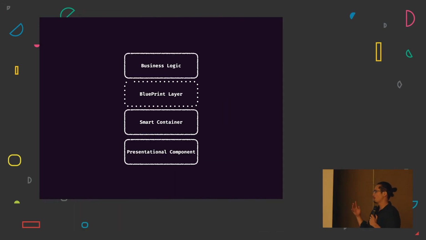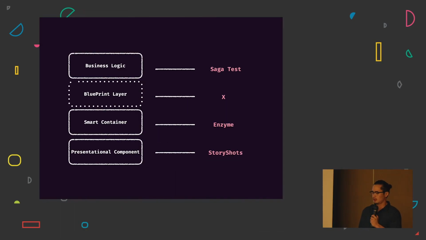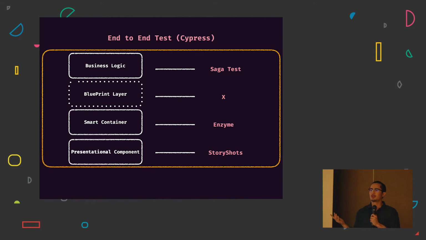So as I mentioned, we have 4 different layers. And for each layer, we handle our testing strategies using different tools, from Saga test to story shots. And on top of that, we use Cypress to handle end-to-end tests for us.